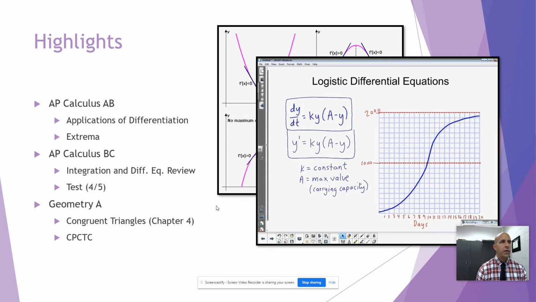I did go over a new concept this week called the logistic differential equation, which is essentially this differential equation that I have on this image, which you can actually solve, and this solution to this differential equation will allow you to solve problems that involve carrying capacity.